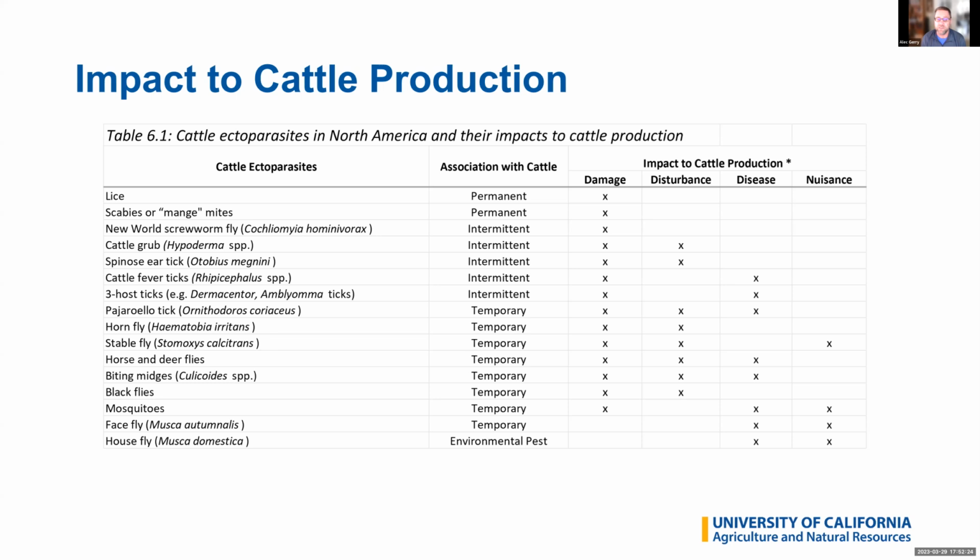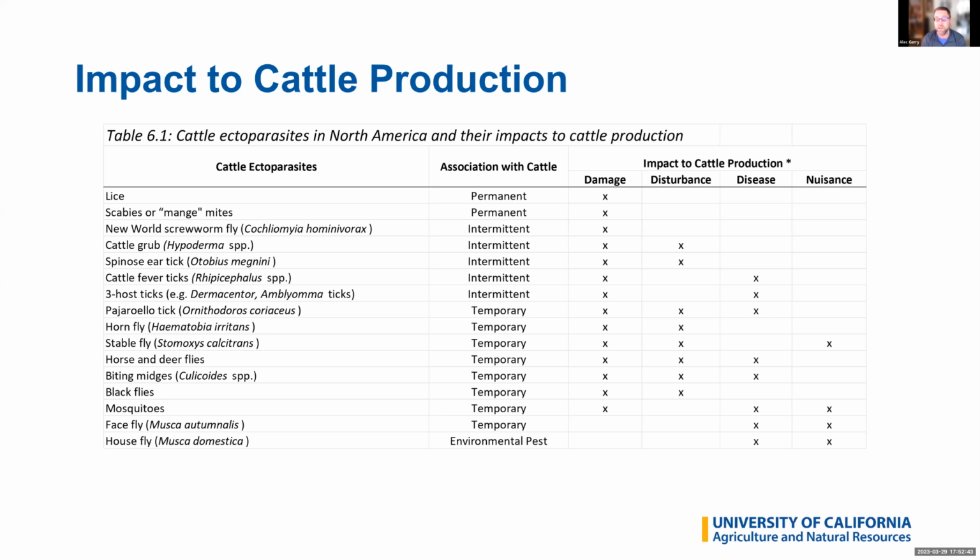Impacts can be disease. So a number of these ectoparasites can transmit various pathogens, bacterial or viral pathogens. And so those diseases could impact cattle. And then finally, on the far right, you see nuisance. So nuisance is a sort of a disturbance category as well.